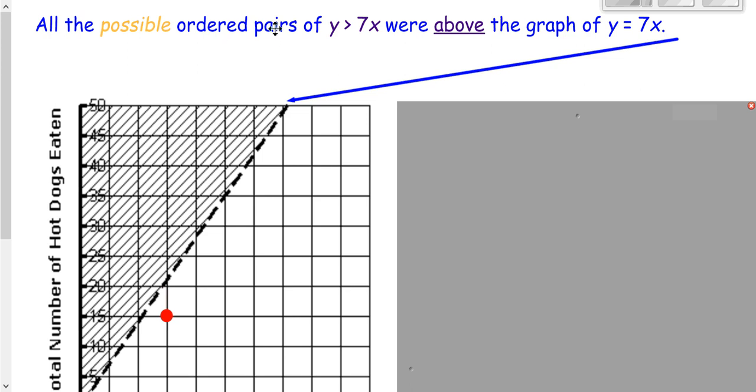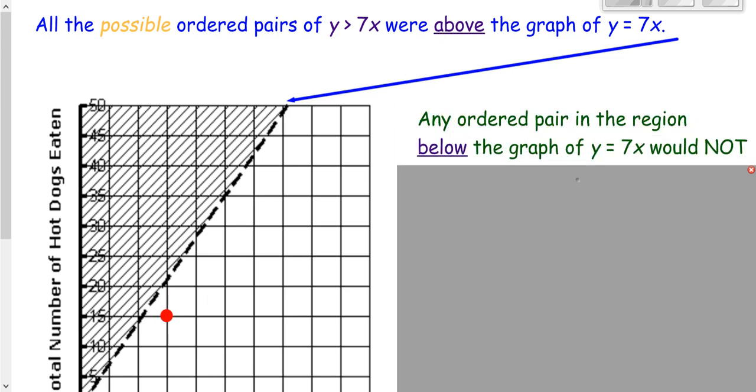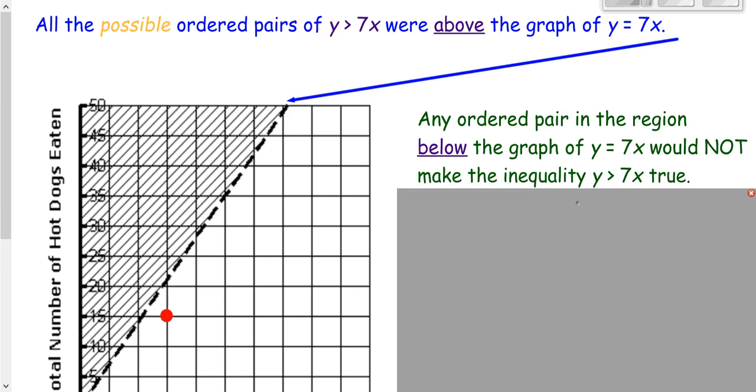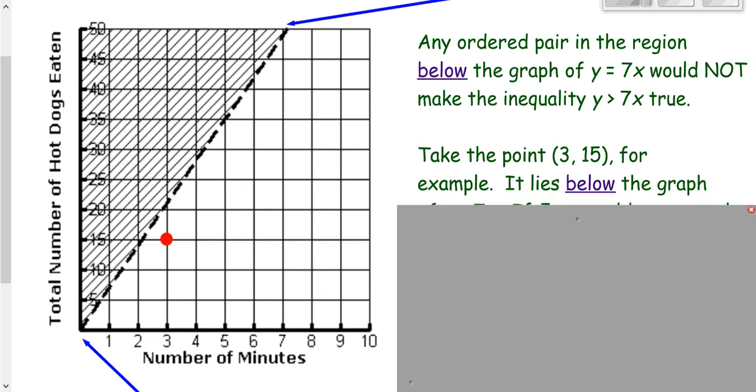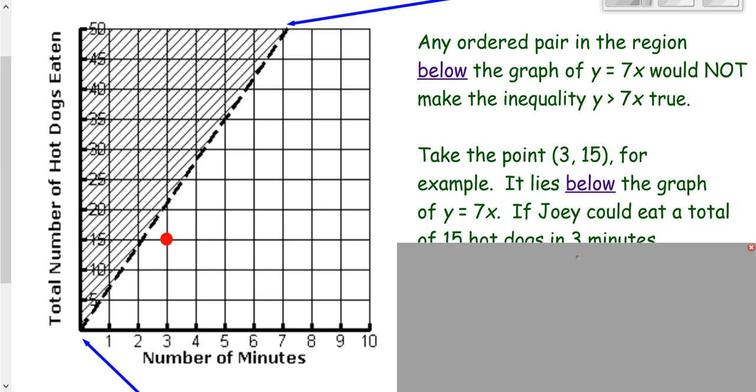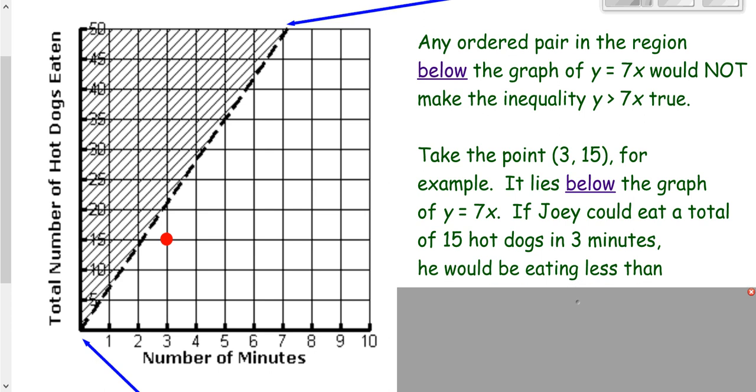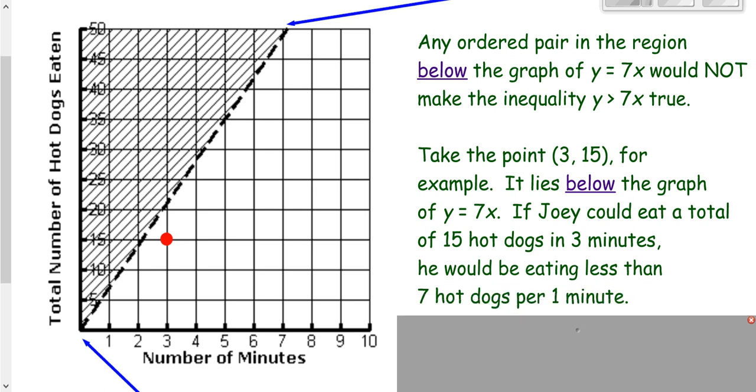Also notice that all the possible ordered pairs of y is greater than 7x, we said it is above the graph. So any point below the graph of y equals 7x would not make the inequality y is greater than 7x true. Take the point (3, 15), for example. So now we're looking at this point. It lies below the graph of y equals 7x. If Joey could eat a total of 15 hot dogs in 3 minutes, he would be eating less than 7 hot dogs per minute.